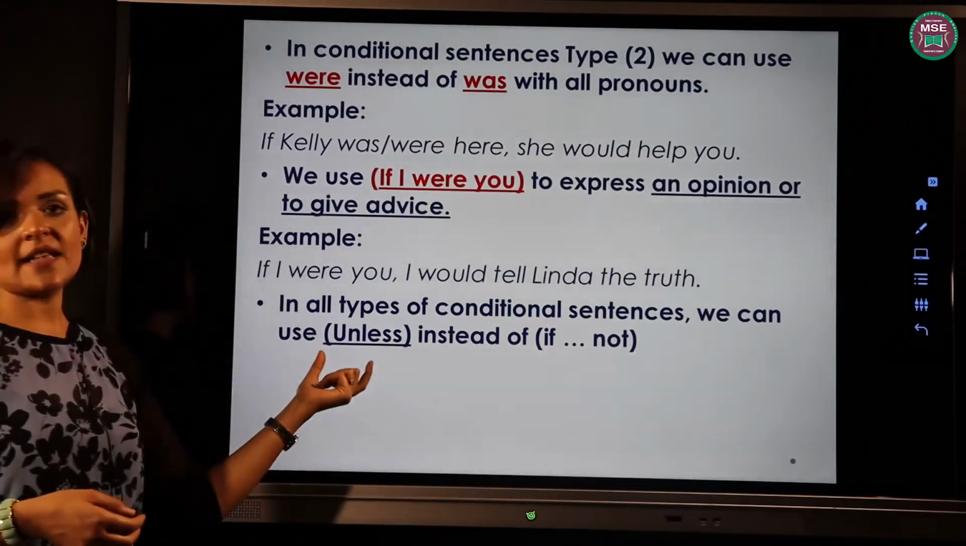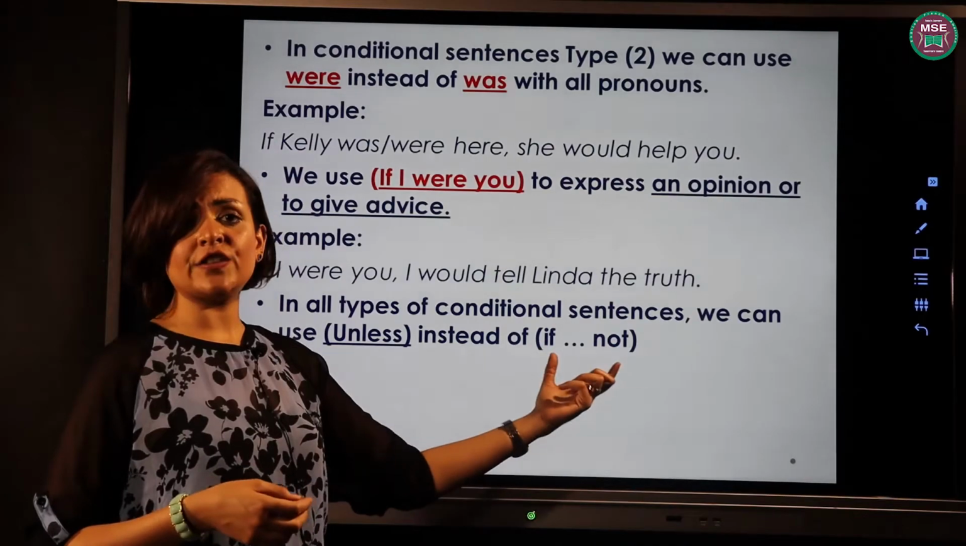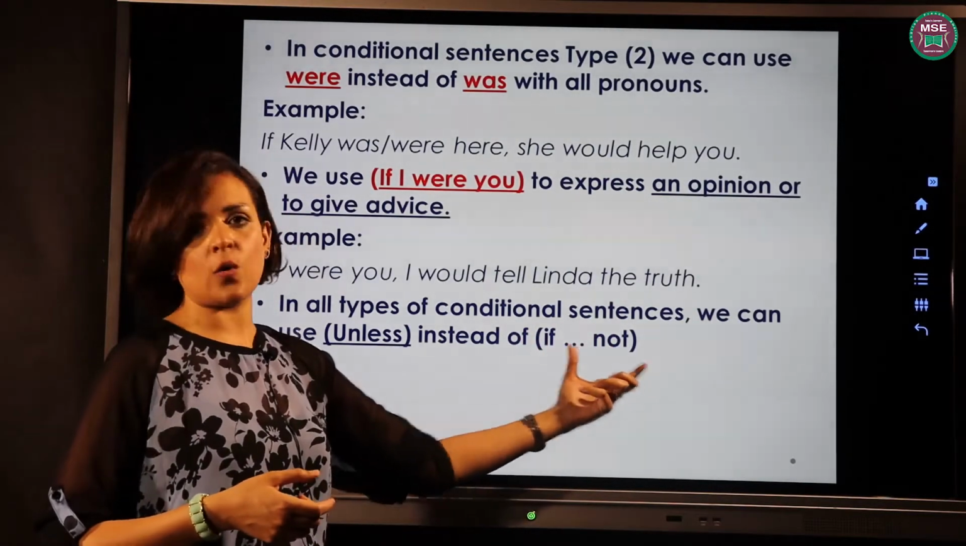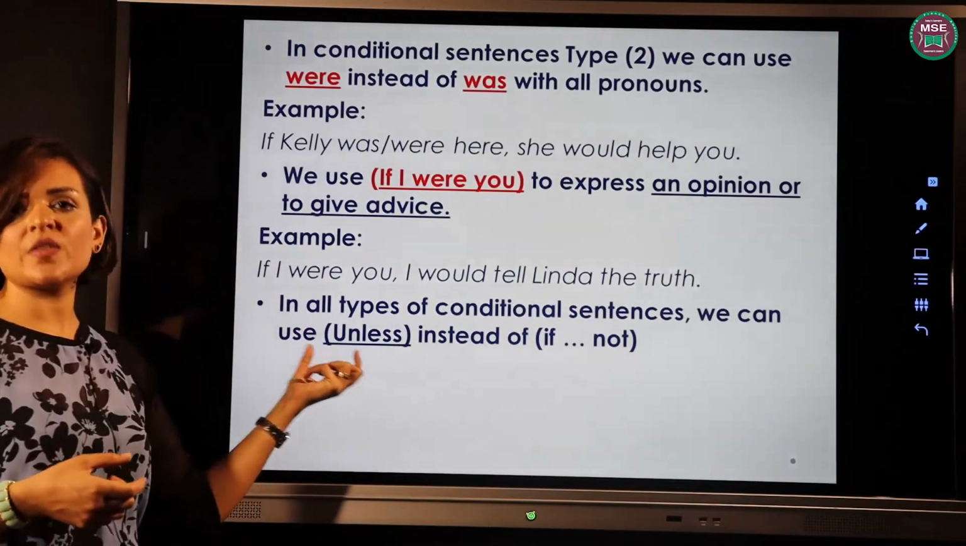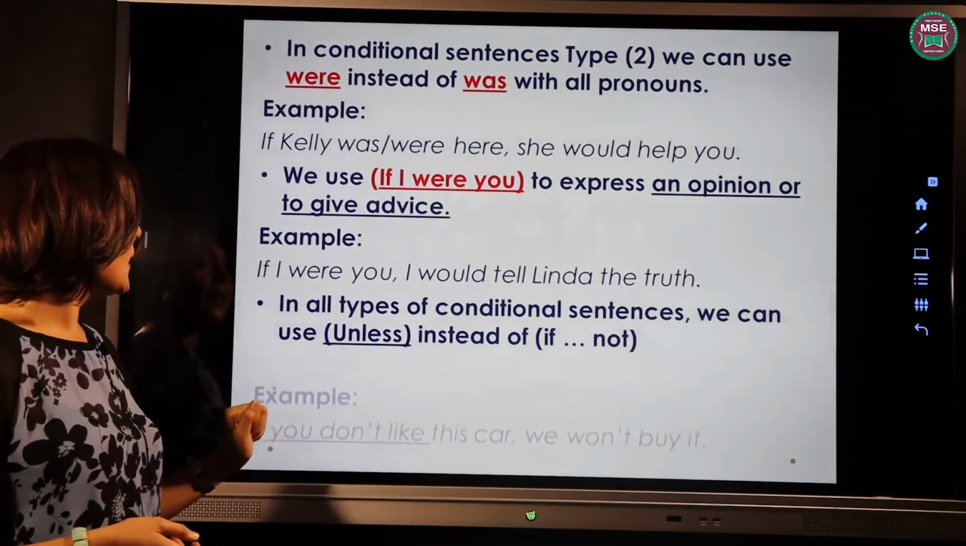Again, unless equals if not. So if I find a negative with if, I can omit if and the negative form, and I put unless with the positive form of the verb. Let's see how I can use it.